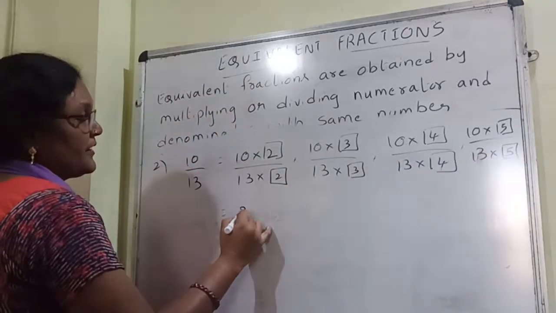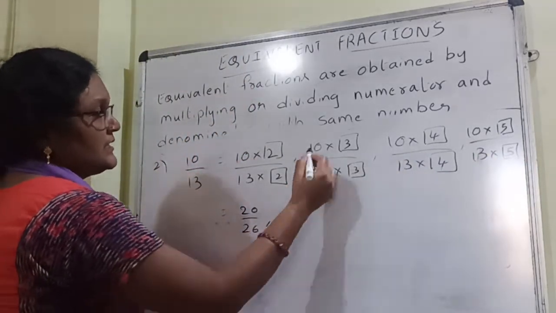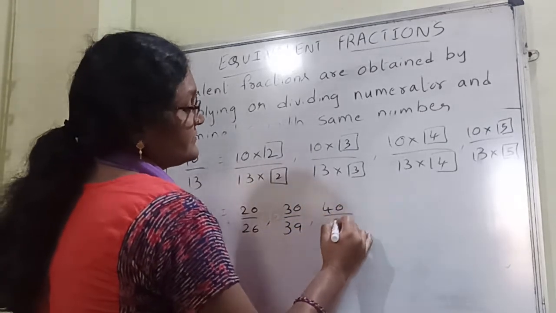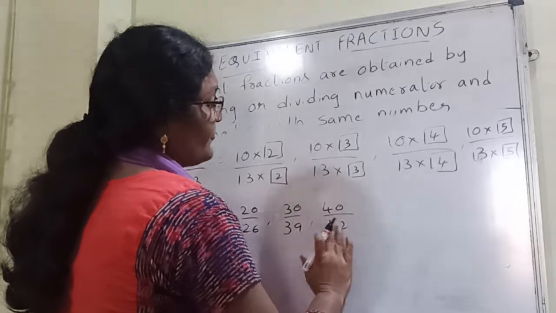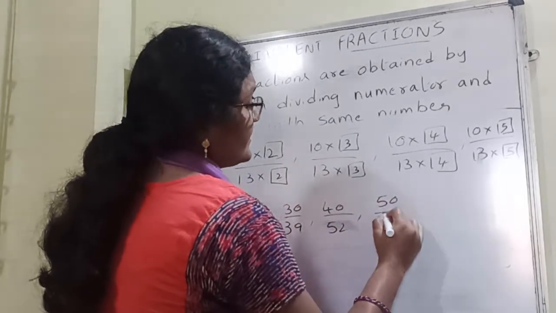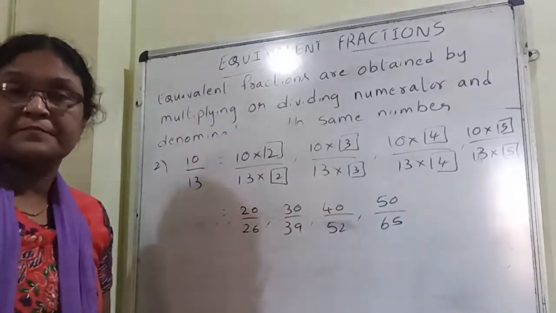So let us write the product. 20 by 26. 30 by 39, isn't it? 40 by 42. 42 or 52? 52. So next 50 by 65.